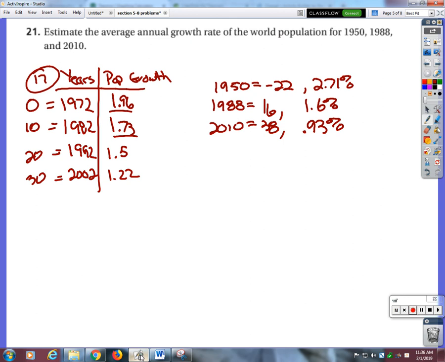Because if 1972 is 0, 1950 is 22 years before then. Because it's before 1972, so it's negative. 1988 is 16 years after, so it's plus 16. From the first number, I just took 1950 minus 1972, and that got me negative 22. And then I took 1988 minus 1972, and that got me 16.